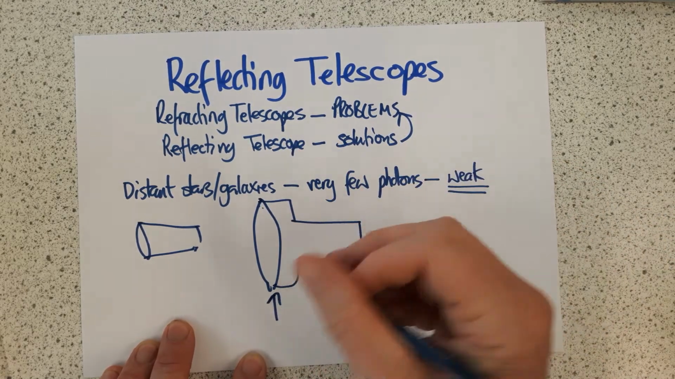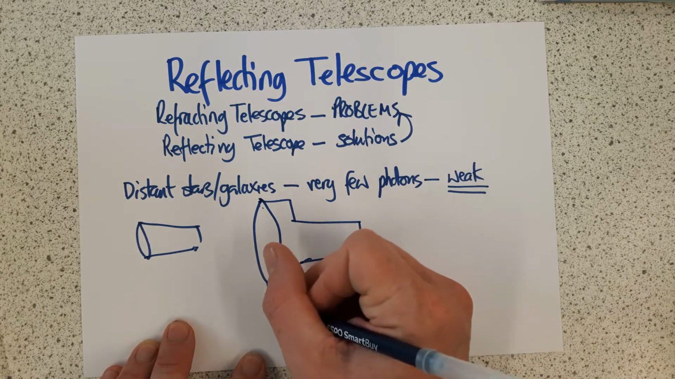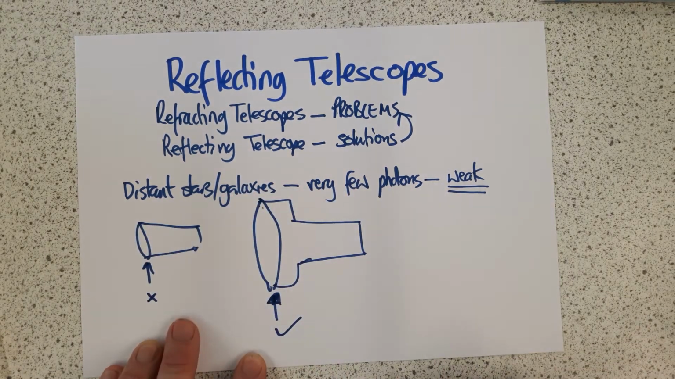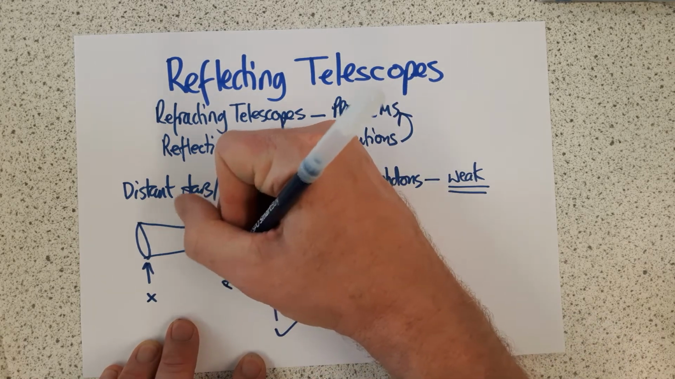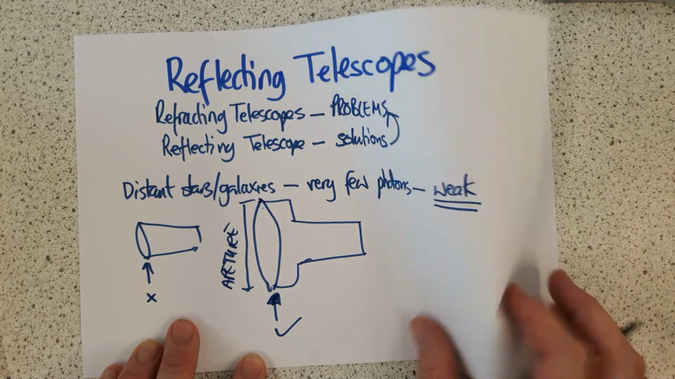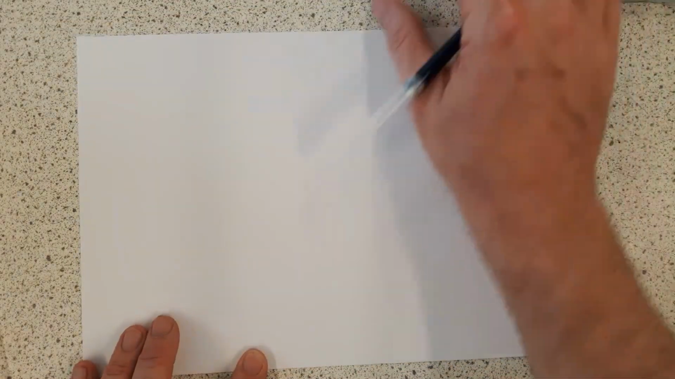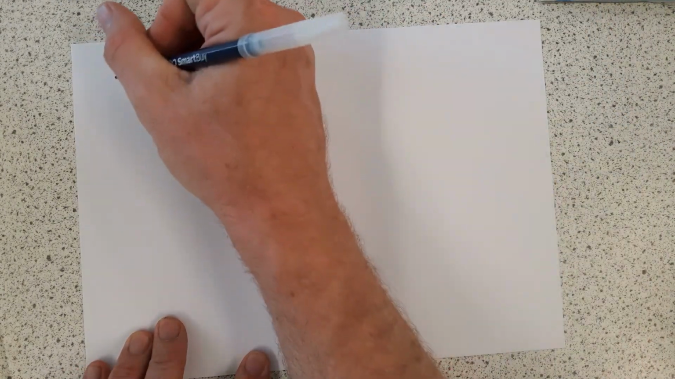So if you want to see weak stars, this is your preference, whereas this is not going to let many photons in. So you're after the biggest diameter, and we call this the aperture. The bigger the aperture, the more photons can arrive. So we can do that by making the telescope nice and large, but that has its own problems.